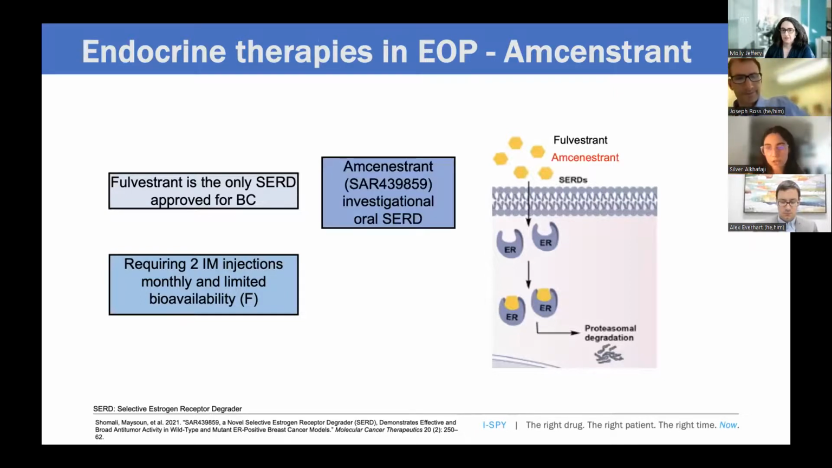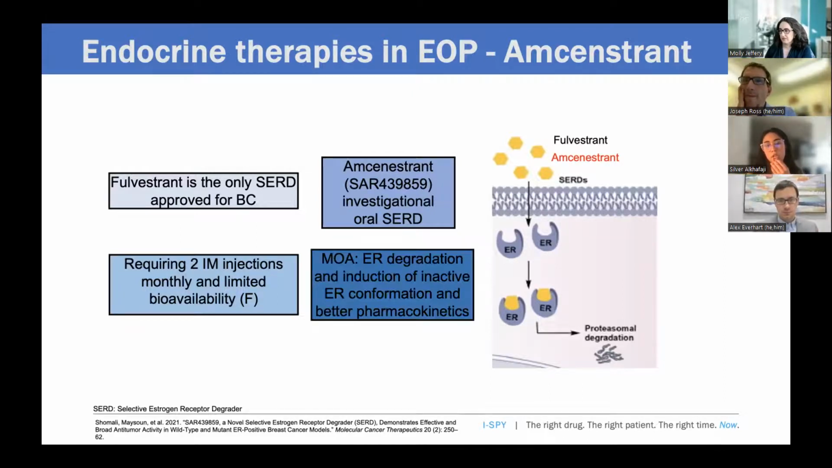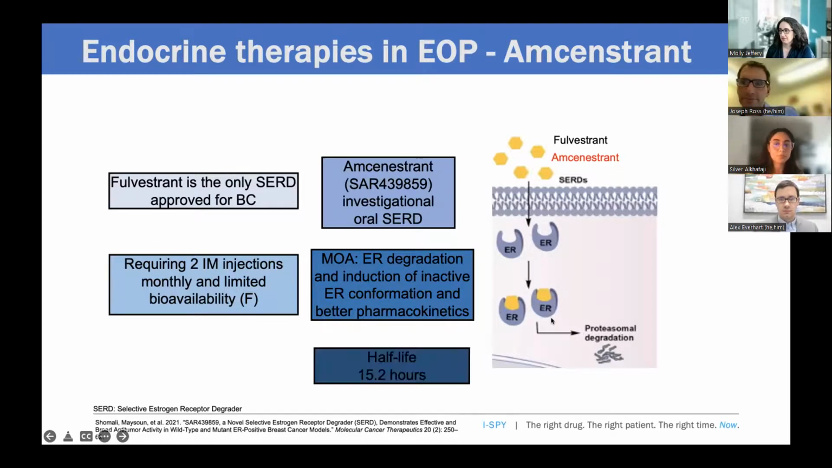Now, our investigational drug of interest is amcenestrant, which is an investigational oral SERD. So it's given orally rather than by injection, and it has better PK behavior because of its efficacy. So what happens is it doesn't only degrade the estrogen receptor, but it also induces the inactive conformation of ER, and therefore has better efficacy with a half-life of 15.2 hours.